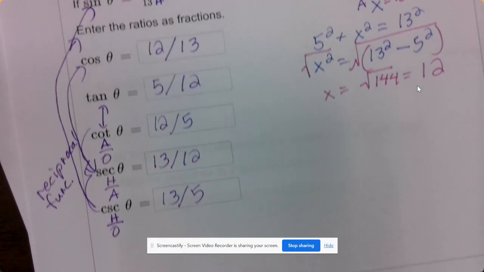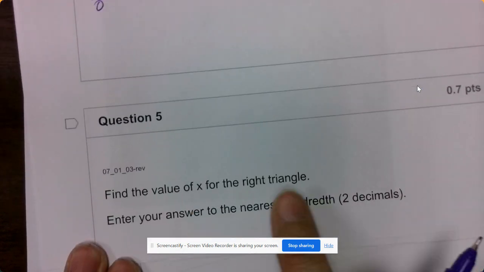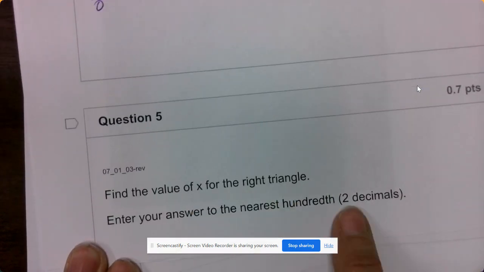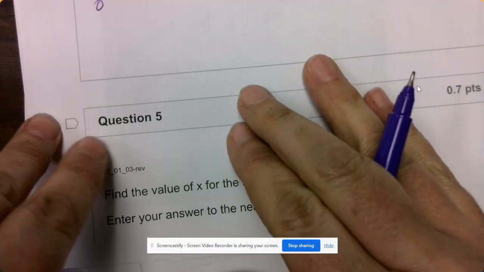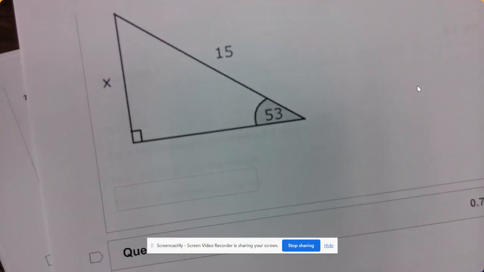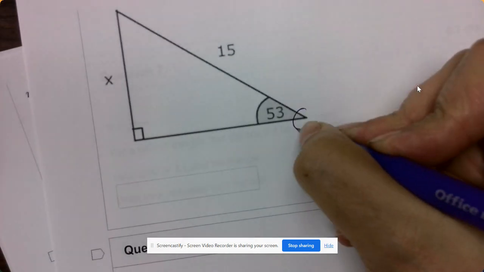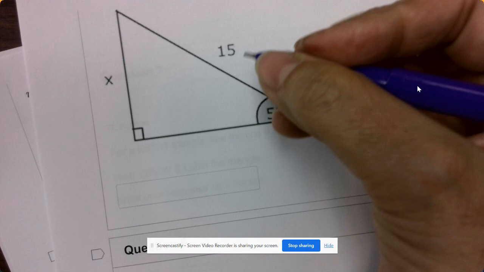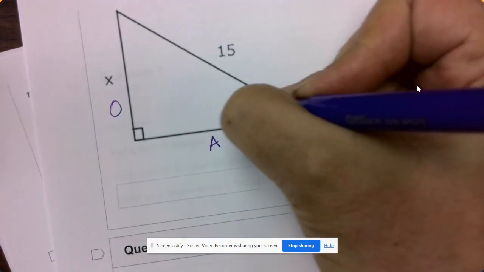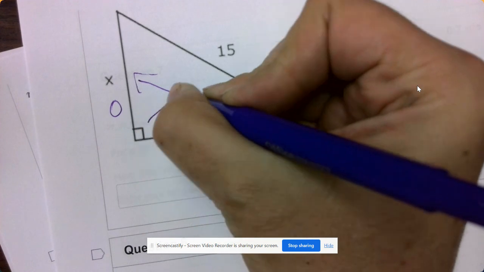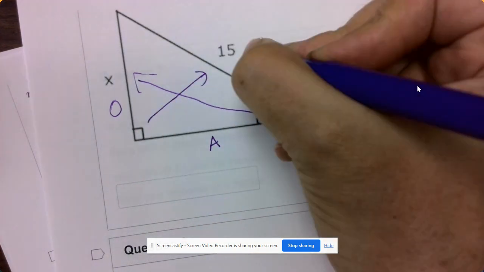Okay, it says find the value for x for the right triangle. Enter your answer to the nearest hundredth. Everybody, that's 2 decimal places, go to the cents place. Okay, so we have our triangle. Draw it out, everybody. I'm going to circle the angle. That's going to be adjacent. Across from the angle is opposite. Diagonally across from the right angle is hypotenuse.